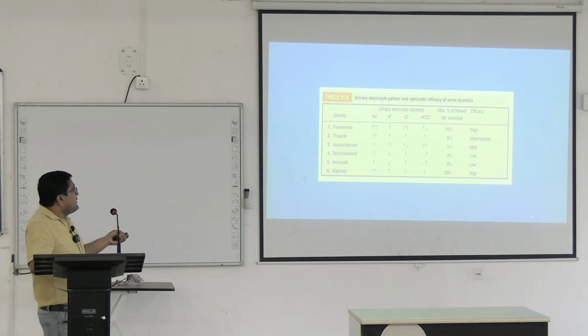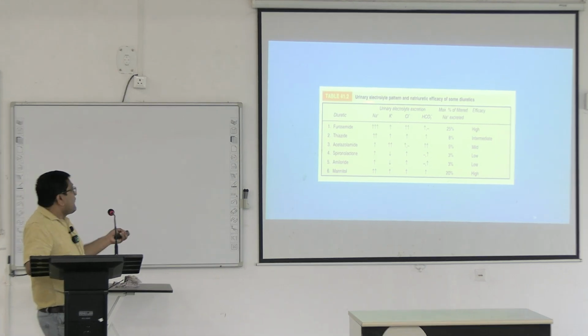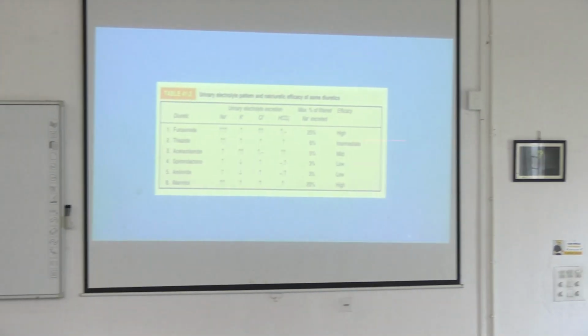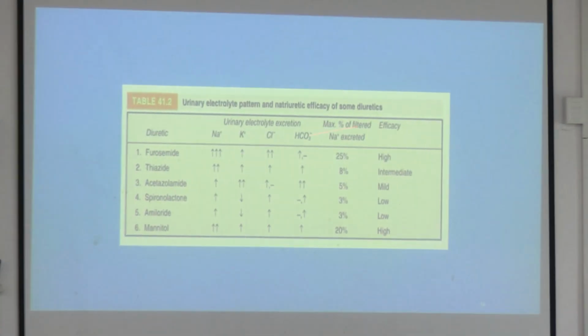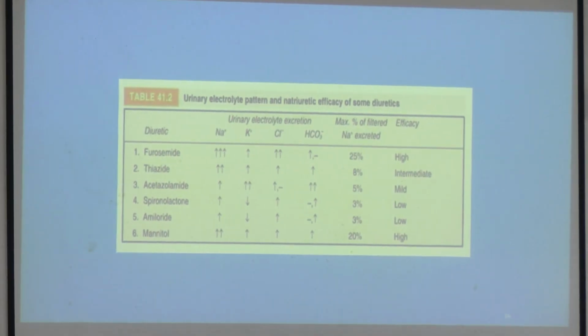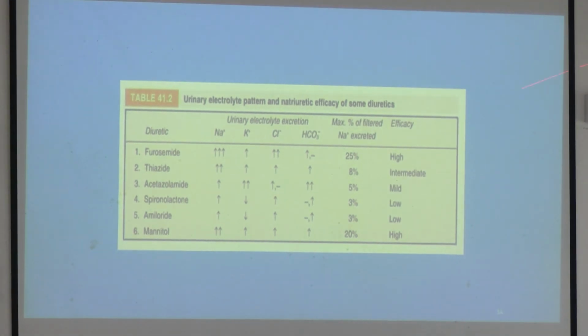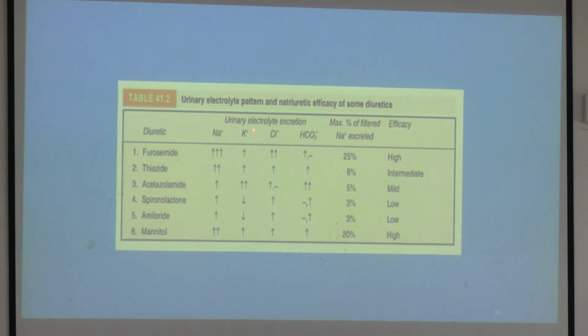Now, this is the urinary electrolyte excretion pattern via different diuretics. Number 1 is sodium. Maximum natriuresis occurs with loop diuretics, then with thiazide and mannitol, then with others. Maximum kaliuresis is seen with acetazolamide. Now coming to efficacy: it is maximum with furosemide and mannitol, intermediate with thiazide, and mild with acetazolamide, spironolactone and amiloride.